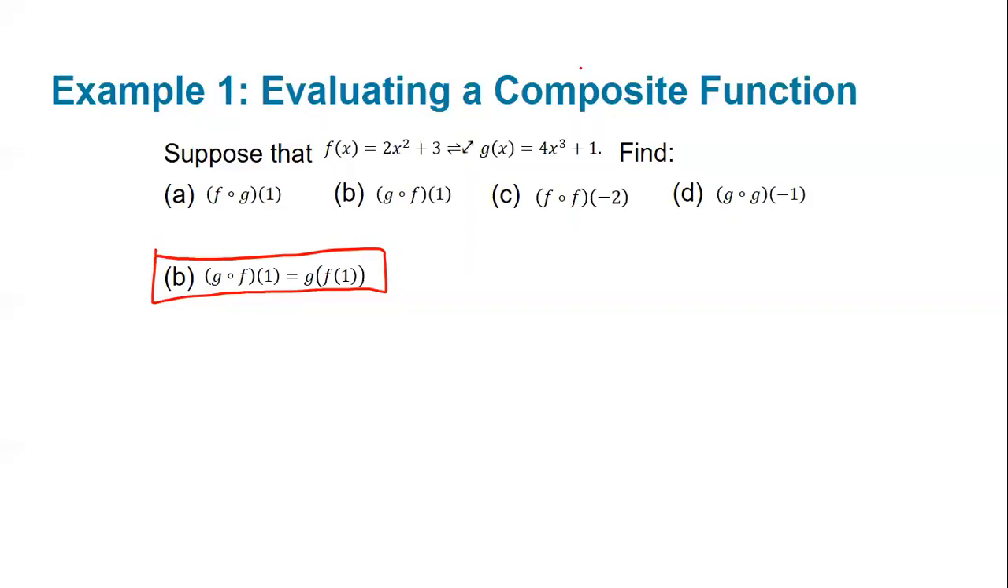All right, here we go. So we have f of 1. Our inside is f of 1. And we have 2 times 1 squared plus 3. What did that give us? That gave us 5, because 1 times 1 is 1, and 1 times 2 is 2, and 2 plus 3 is 5.